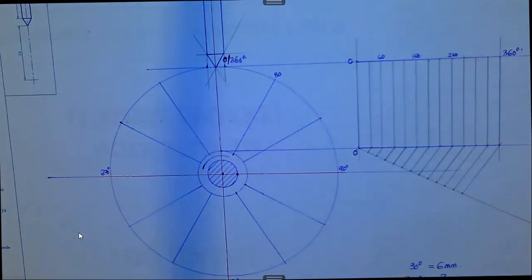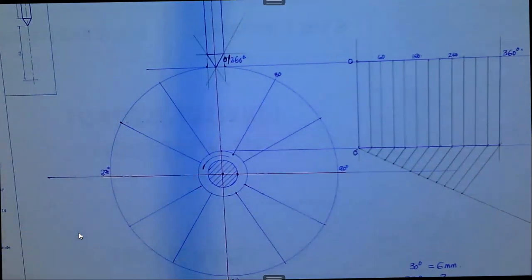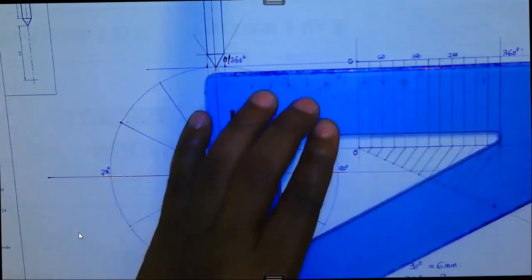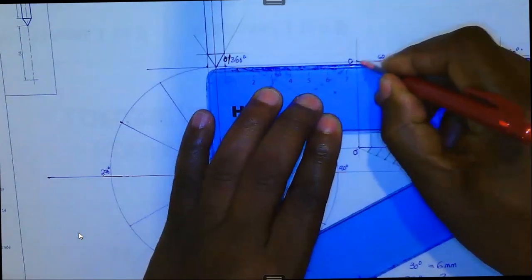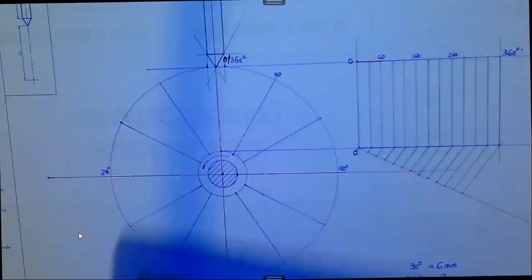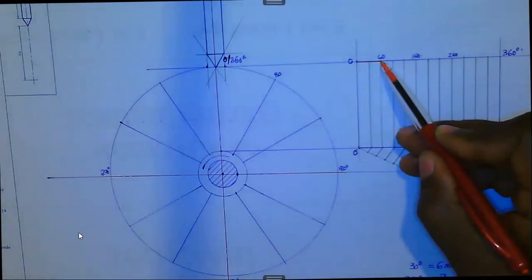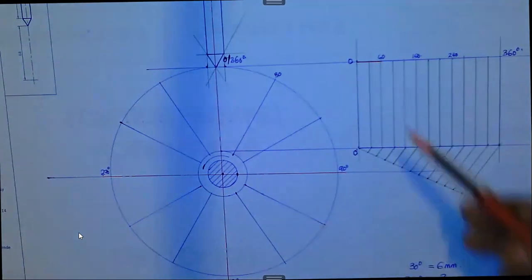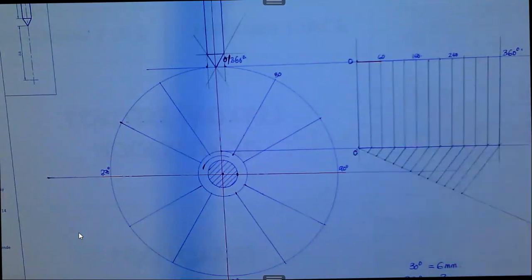What are the specifications from 0 to 60 degrees? The follower dwells. So the follower does not rise, it does not fall, it basically dwells. So I'm going to indicate by way of a line like that. From here to there, it is dwelling, it is not falling, it is not rising. So from this point to that point, the follower dwells.